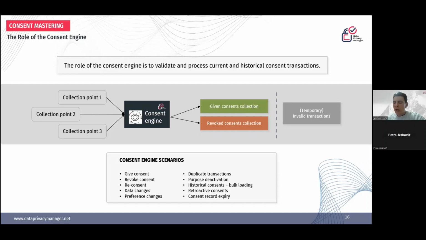And we store everything in the records of consent, in the given consents collection and revoked consents collection. Anything that is invalid at that point in time when it comes to patient transactions, so giving or withdrawing, will be stored temporarily and we always check if the transaction for some reason now makes sense and has become a valid transaction. So no manual work there, and that is very important when you are implementing a consent management system.